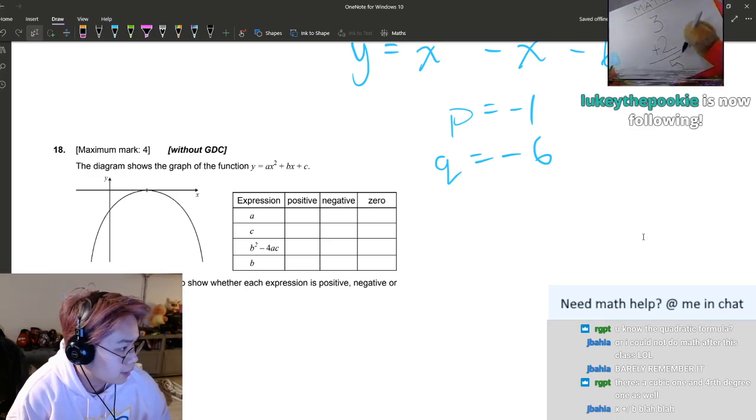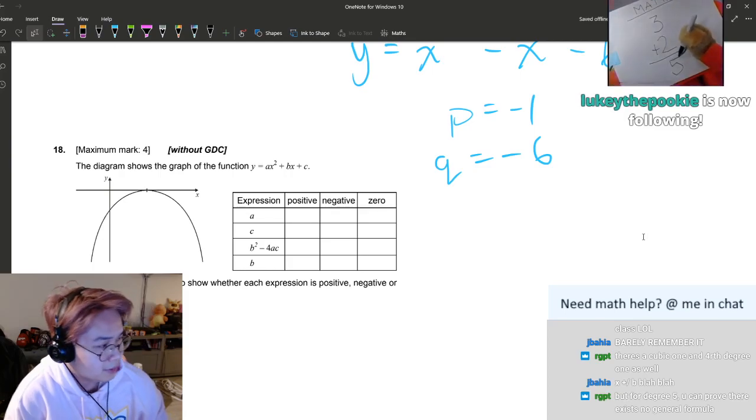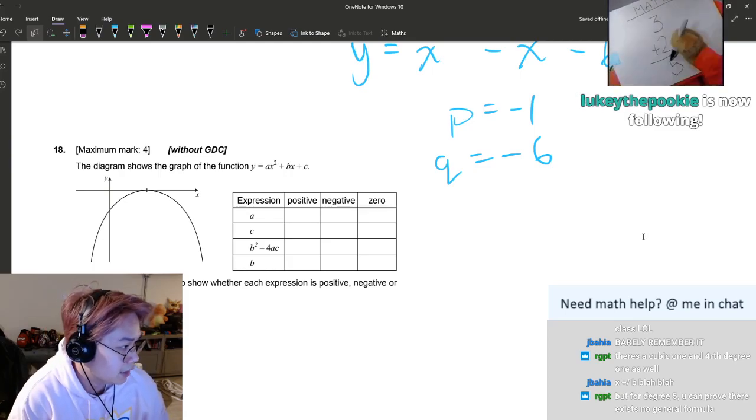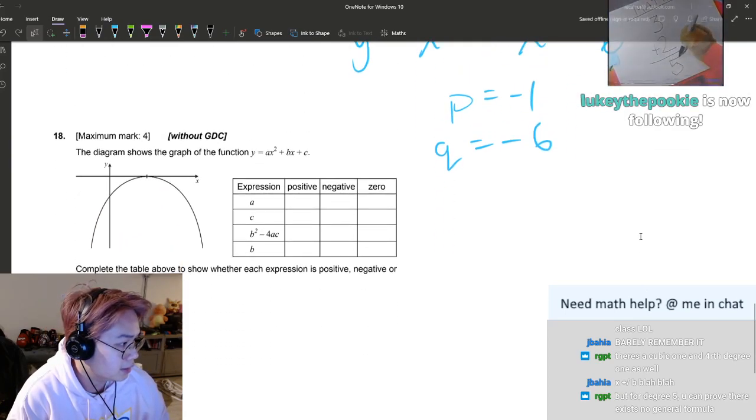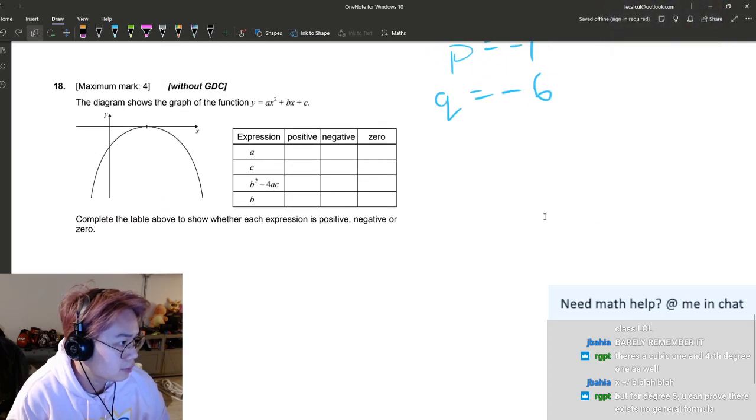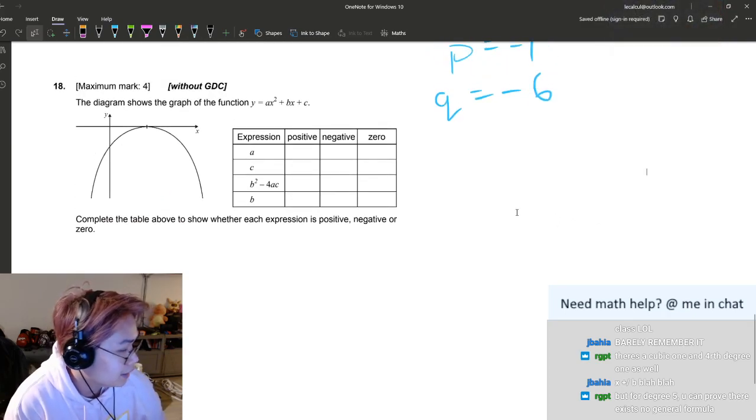Lukey the Pookie, thanks. Yeah, the cubic formula is interesting. It has a lot of history behind it too. And from my understanding, that's where complex numbers started to show up. So that's kind of cool.